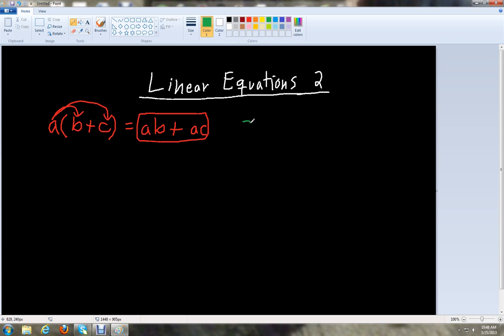So if we have 3 times (x plus 4) minus 7 equals 11. The first thing we're going to do is distribute the 3 to the x, so 3 times x is 3x, plus we'll distribute the 3 to the 4, so we multiply 3 times 4, that's 12, minus 7 equals 11.